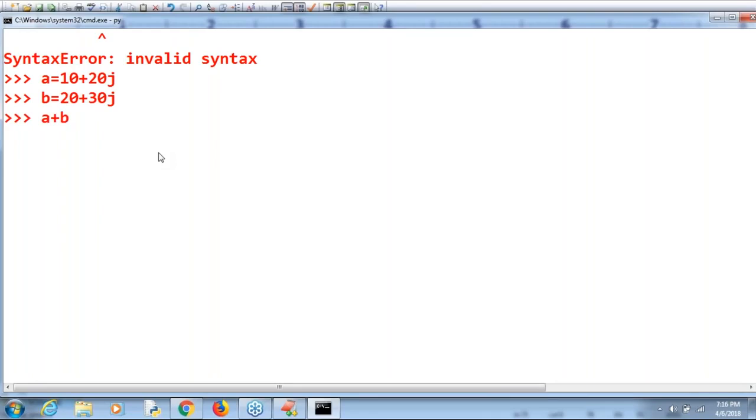Valid. What is the answer by default you are going to get? 10 plus 20 is 30, 20 plus 30 is 50. So 30 plus 50j is what we are going to get by default.